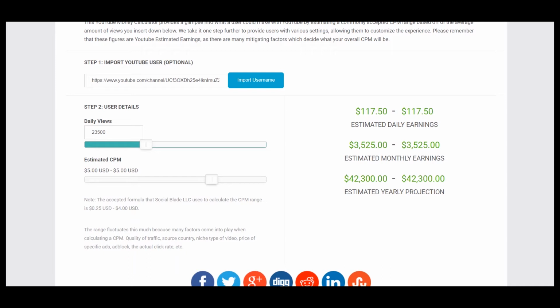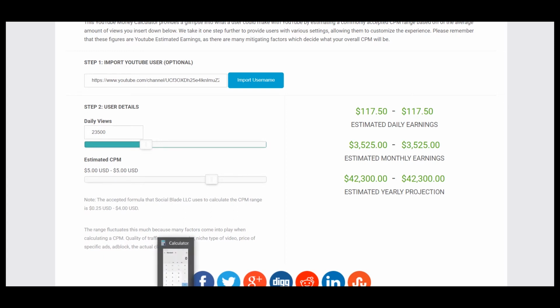CPM fluctuates and it is dependent on the countries where videos are watched, how long the viewer watches an ad part, and if the viewer clicks on the ad. So this is the estimated daily earnings, estimated monthly earnings and yearly earnings for this YouTuber. But we should consider YouTube's cut, which is 45%, and the YouTuber gets just 55% of these earnings.